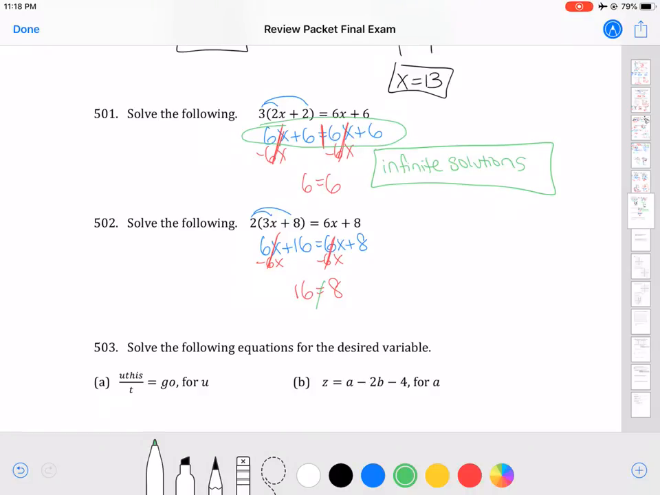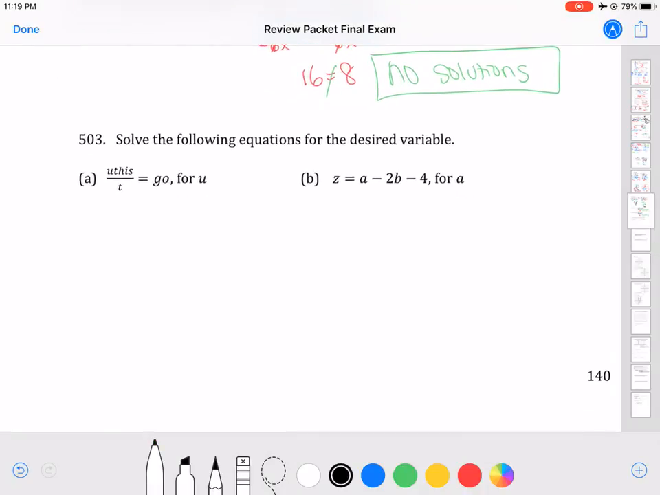Because that's not true, what that tells me is that I could plug in a 1 here for x and a 1 here for x, and it's always going to be different no matter what. The left side will never equal the right side. So that means that the answer is no solutions. It is impossible to have a solution for this one. A negative, a decimal, whatever number, it will never work. So no solutions for 502.